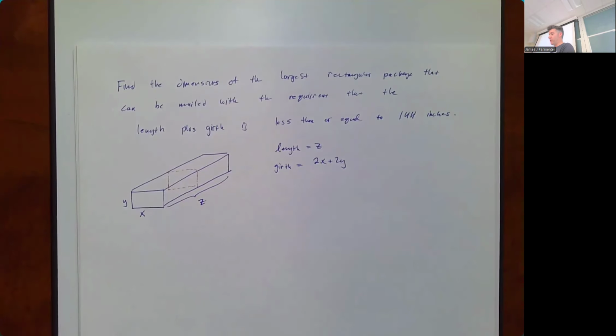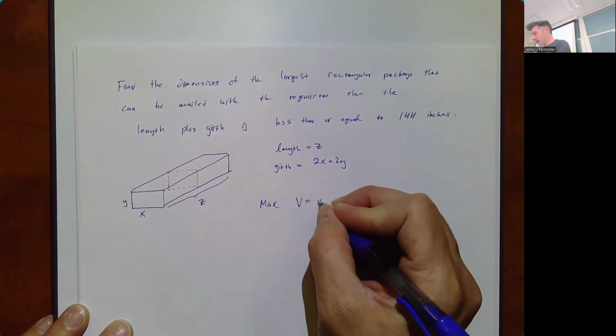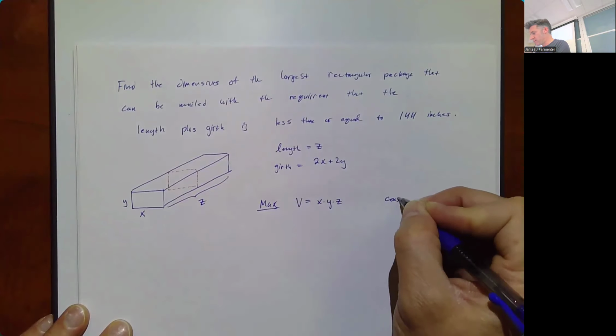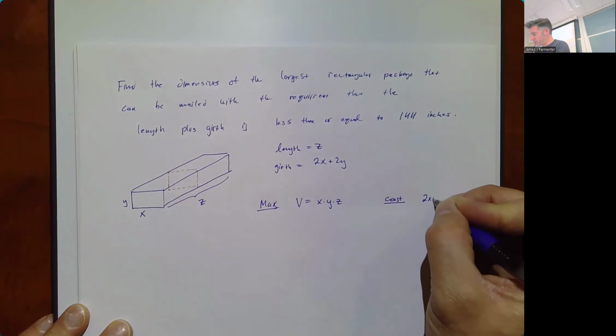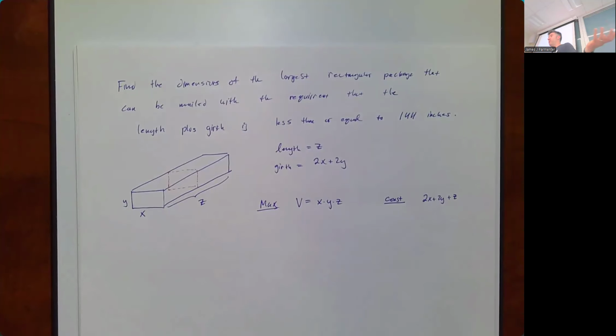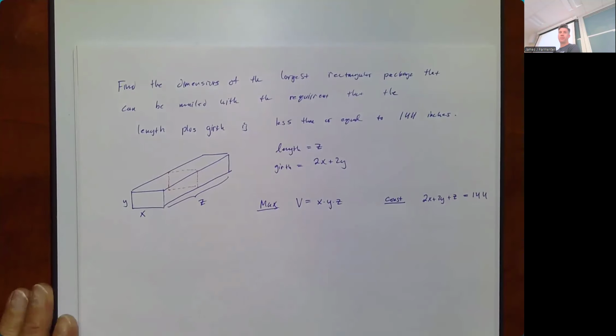So we would like to find the largest box, meaning the box that holds the most volume. So we want to maximize volume, which is X times Y times Z. And our constraint is that the length plus the girth, so 2X plus 2Y plus Z, is less than or equal to 144 inches. But if we actually want to maximize the volume, we're going to use all of that constraint. So we're going to set it equal to 144 inches.